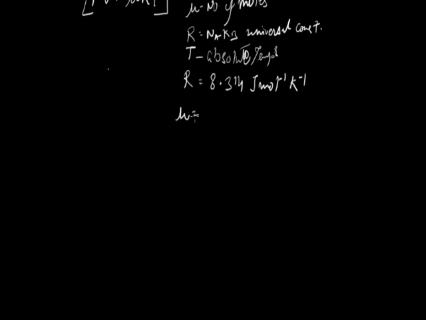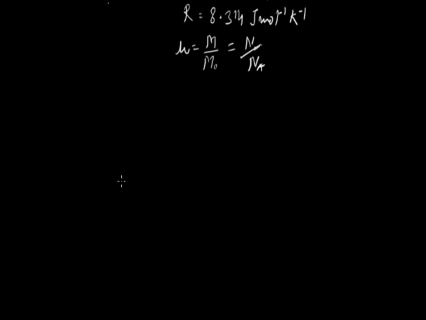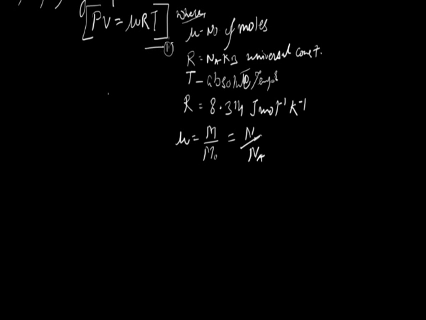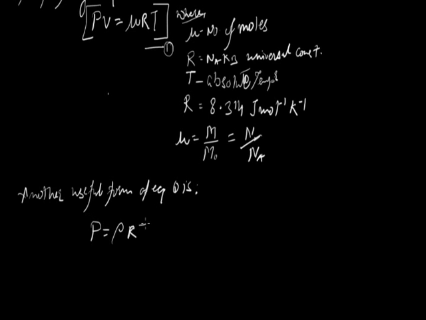Here mu is equal to m by m naught, which is also n by N A, where m is the mass of gas containing n molecules, m naught is the molar mass, and N A is Avogadro's number. Now, another useful form of equation 1 is, let us suppose this is our equation 1, P is equal to rho RT upon m naught, where rho is the mass density of the gas.